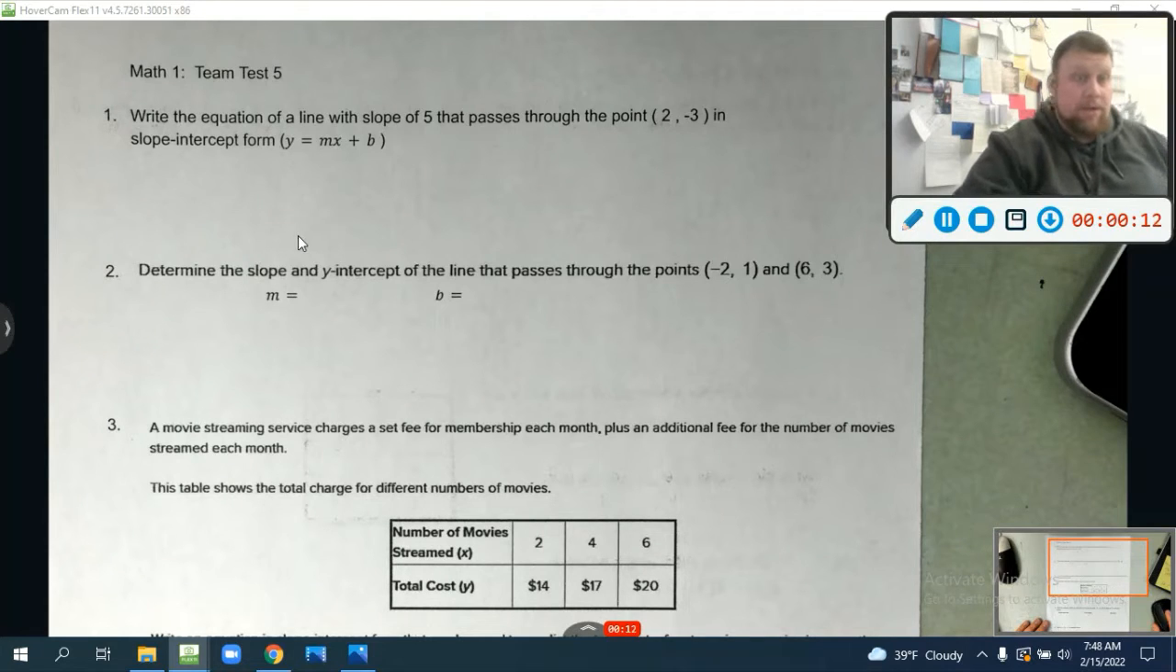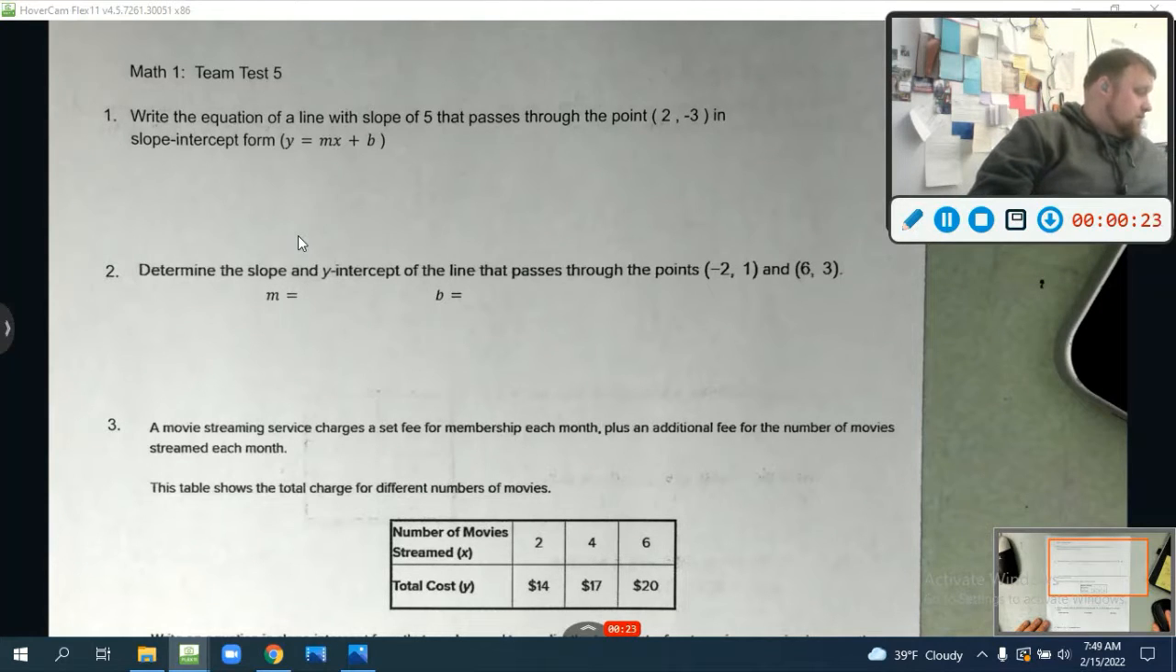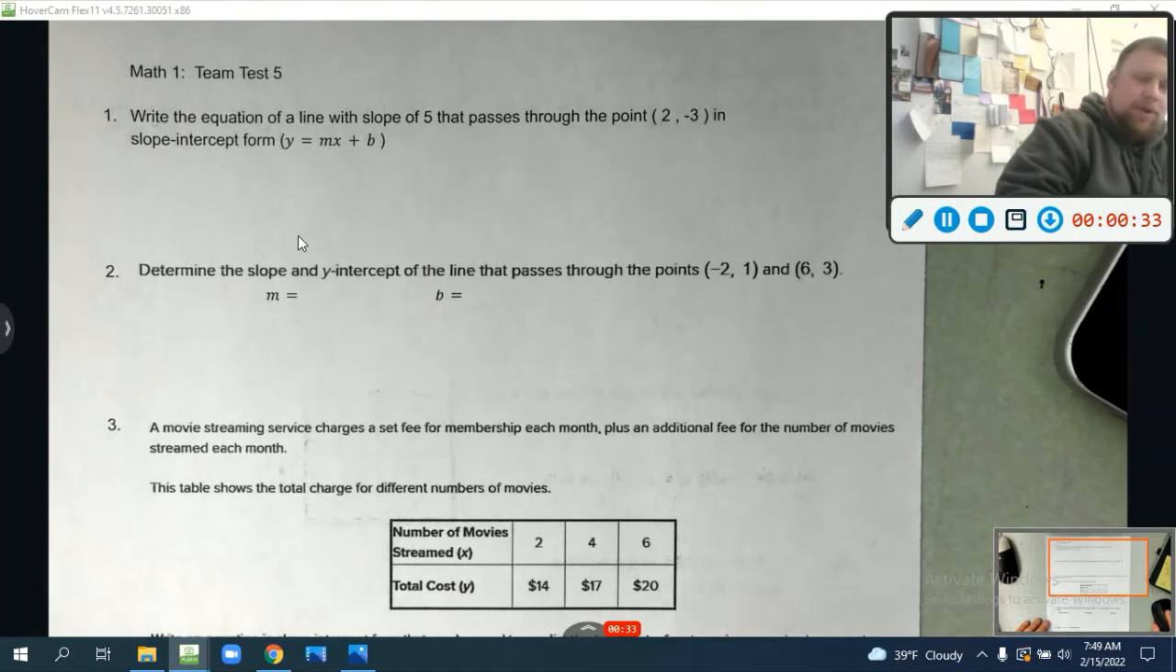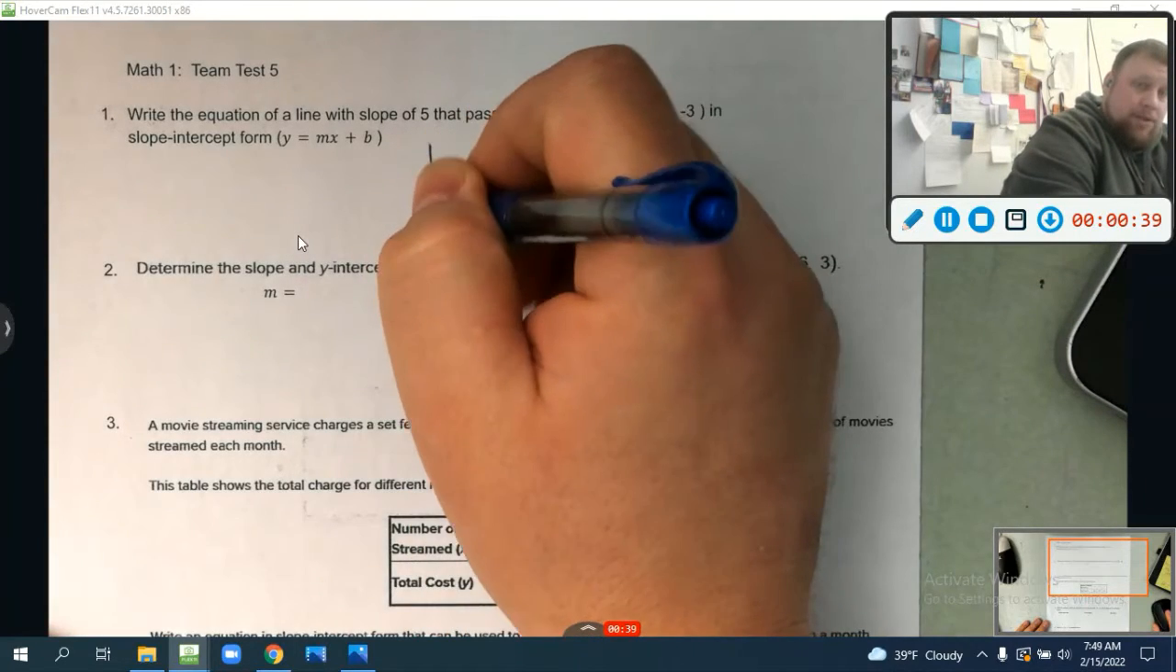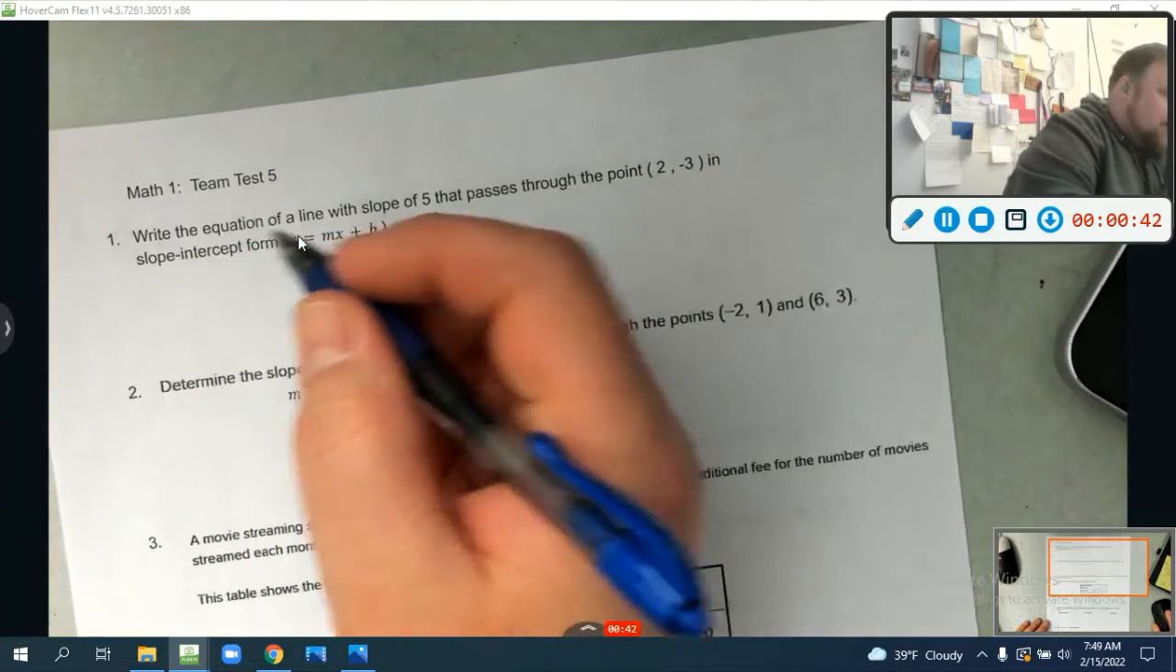Write the equation of a line with a slope of 5 that passes through the point 2, -3 in slope-intercept form using y equals mx plus b. You can do this a number of ways. You can use the point-slope form and then solve it down. I'm going to use that triple substitution where we just substitute in so you can see a plethora of ways to do it. However, it's really up to you. In fact, I might show you both ways. I think I'm going to do that.